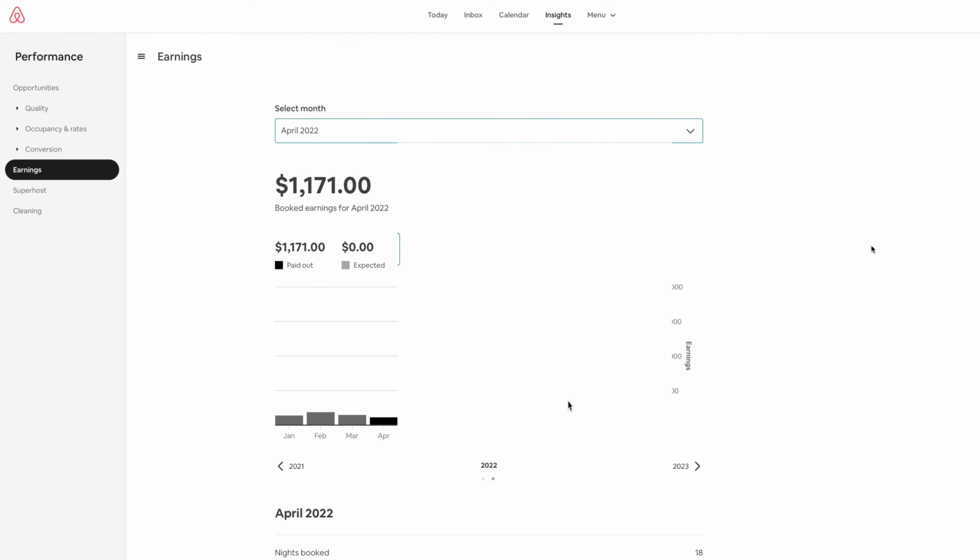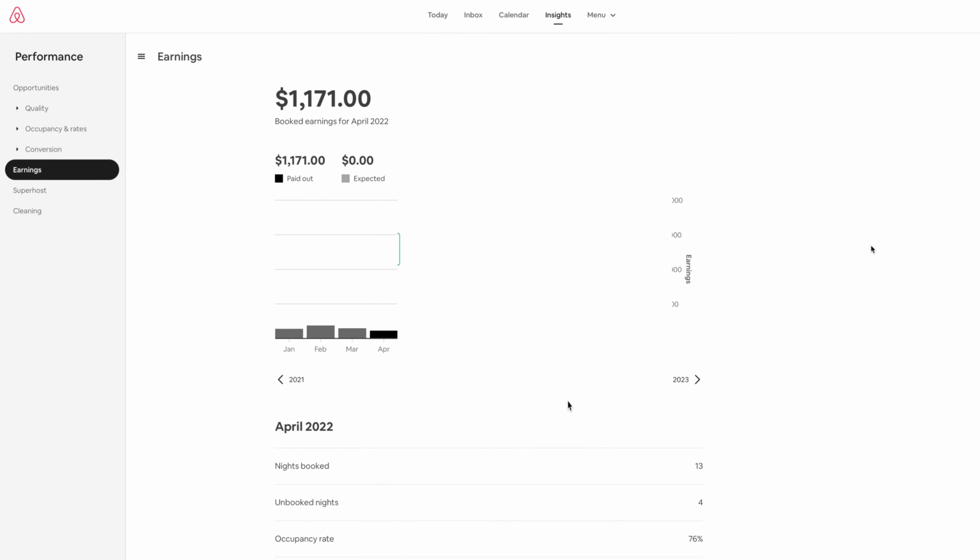For April, we had $1,171, and the occupancy was 76%. For April, because of, again, personal reasons, we increased the rate quite a bit, and we required 2-night minimum stays. And so logically, it's a lower occupancy, but we're still pretty happy with the amount we got.